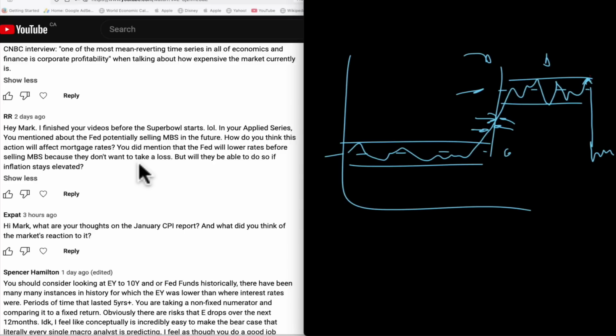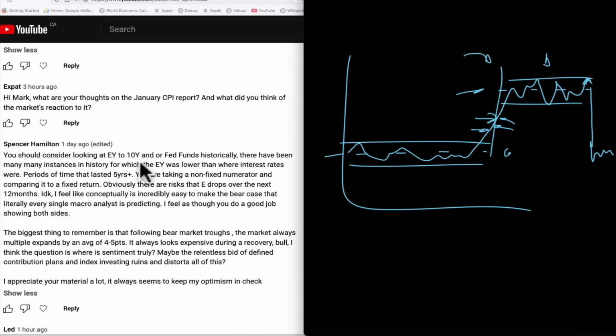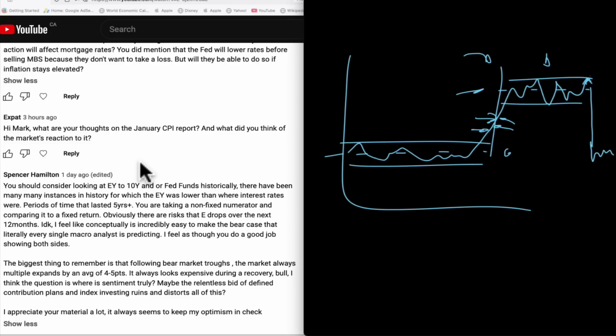And if they do want to sell MBS, they will telegraph that quarters in advance, 2, 3, 4 quarters in advance. They will telegraph that. And I think if they do want to lower their MBS position, I think they would wait until the valuations of whatever they're holding go back to the level that they paid so that they don't have to take a loss on them. They're going to try to avoid doing that, but they are a long way from selling, so I wouldn't worry too much about that. What are your thoughts on the January CPI report, and what do you think of the market's reaction to it?